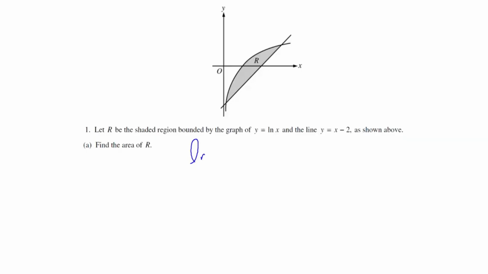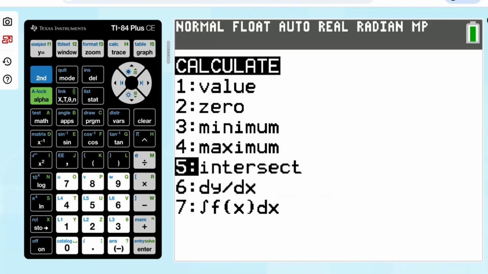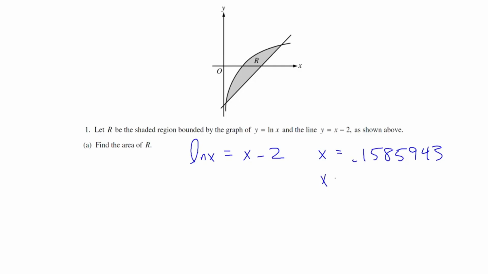So we'll put that in here. So we'll say ln x equals x minus 2 when x is 0.1585943. Then we'll go back to our graphing calculator here. Again, we'll hit second trace. We'll do intersect again. This time we'll scroll over close to the other intersection point and hit enter, and go a little past it and hit enter. And one more time, and it will tell us it's 3.1461932. And I'm going to just call those A and B so I don't have to keep rewriting them every time.